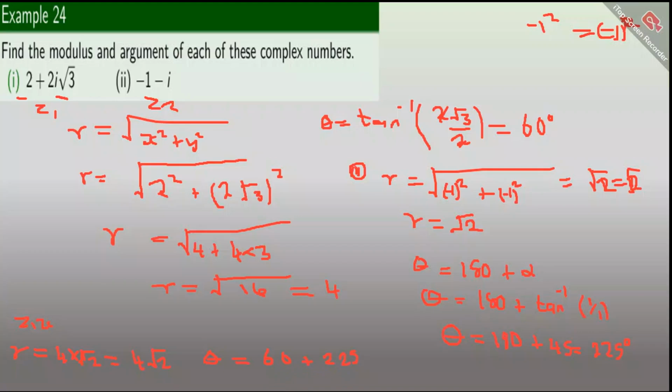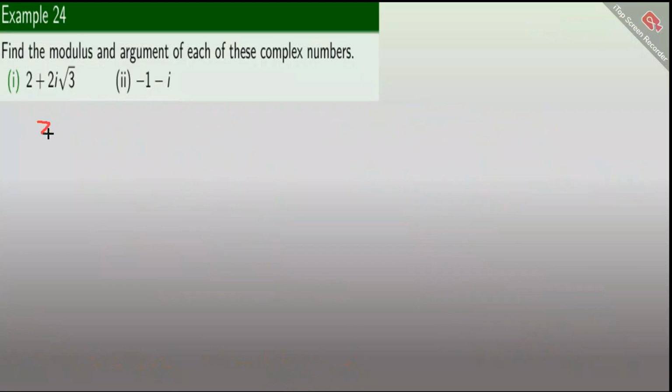When you divide, it's actually going to be the opposite. Dividing Z1 by Z2, the modulus is going to be 4 divided by root 2, which is 2 root 2. Then the argument is going to be the first one, 60, minus 225. So definitely we're going to get a negative here. Okay, so that's how we do it.